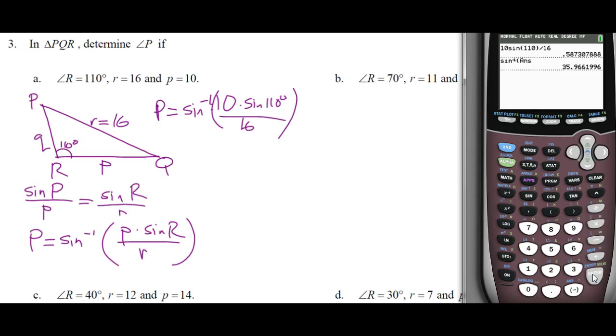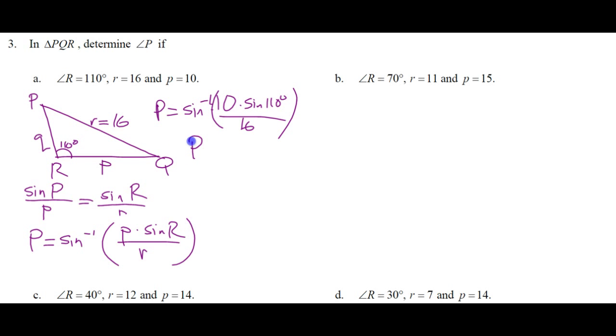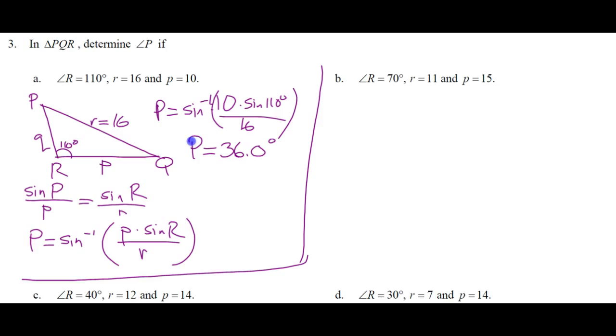What? Oh, does it? Okay. Round to the nearest tenth, what is it? 36.0, not 36. Okay. So P is equal to 36.0 degrees. Do we need to work out the other angle, the 144? No, right? Because we have a 110 degree angle. So there's only one. It's not ambiguous, right? It's unambiguous.